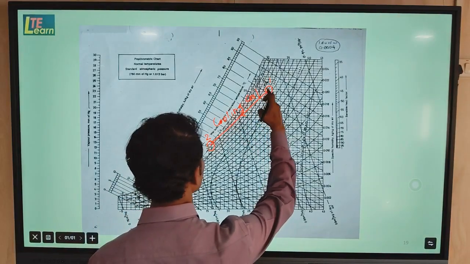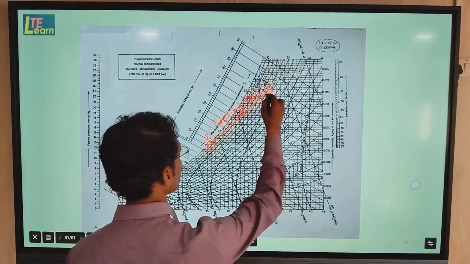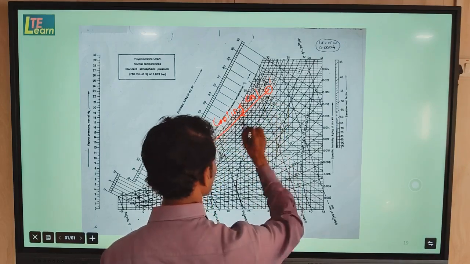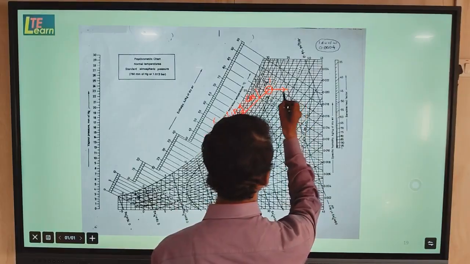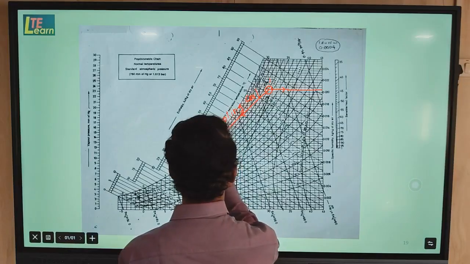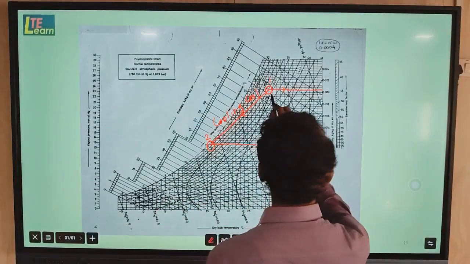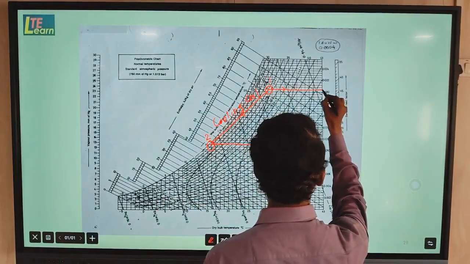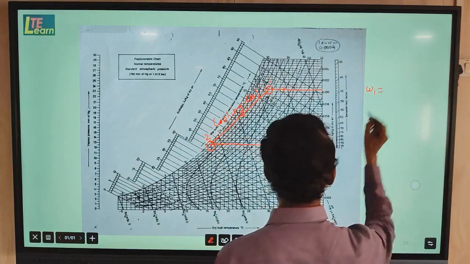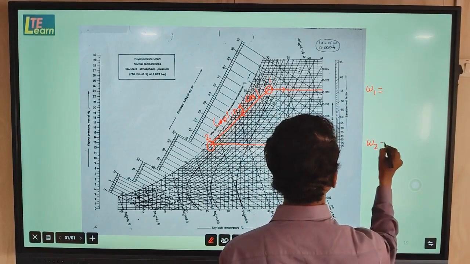So cooling process is between point number 1 and 2. These are the points already we have taken from the previous slide. So to find the amount of water vapor removed between these 2 points or during this process, what we have to do, we project the line on the scale on the right side from these points. So from the point number 1, here we will find the specific humidity of point number 1, W1, and here we will find the specific humidity of point number 2.